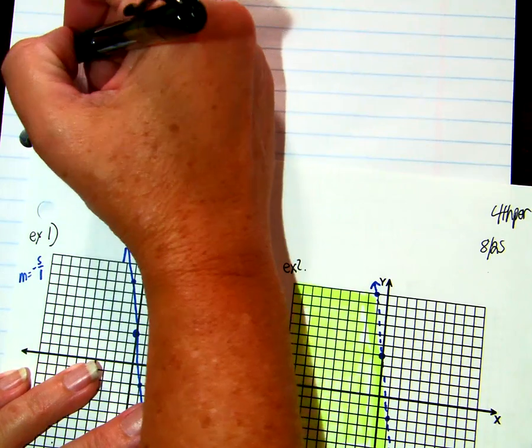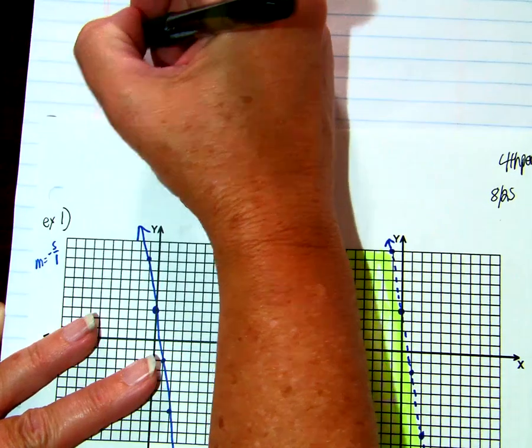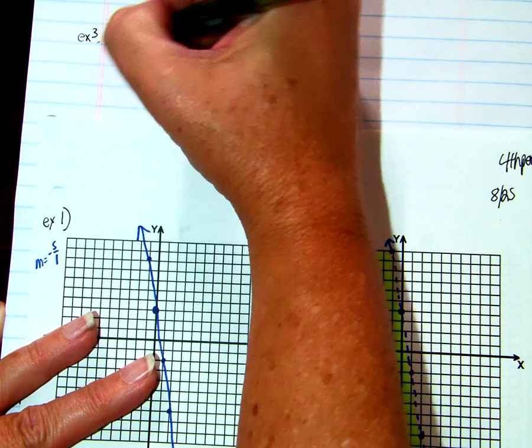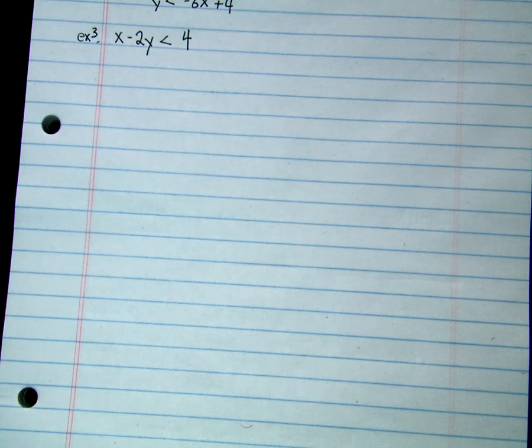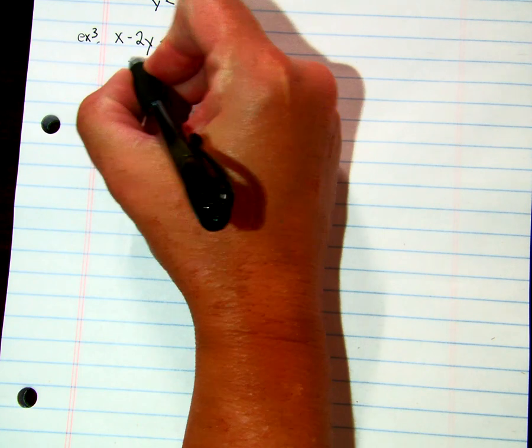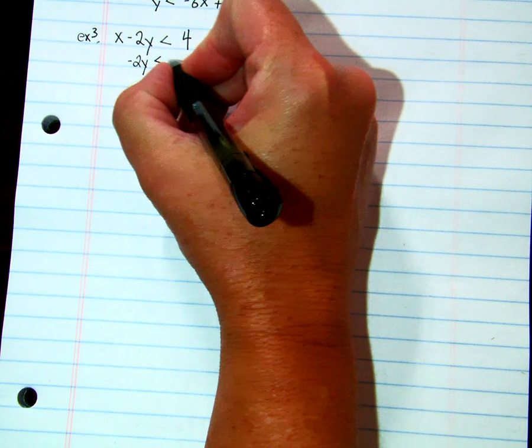All right, example 3. Can you go back to your notes with me? Let's see if you can do this one without me. X minus 2y is less than 4. First, get it in its graphable form. Will subtracting x make us flip the sign? No.